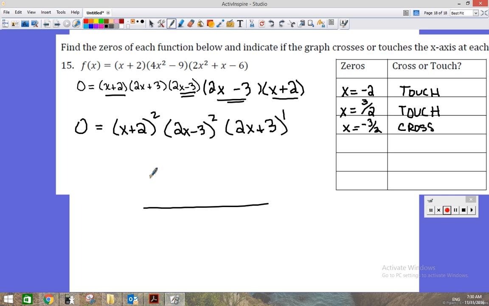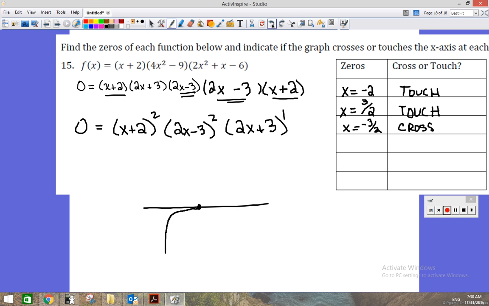Now for a cross, it's either from above that it's crossing like that, or from below it's coming and crossing the x-axis there. If this multiplicity were say a 4 or a 6, it would still do a touch and turn. It would just be a lot more flat, close to where it's coming down to touching. And the same thing, if this one were a 3 or a 5 or something like that, it's going to cross, but it's going to come in and almost get flat. It's going to cross and then come out and go up like that.